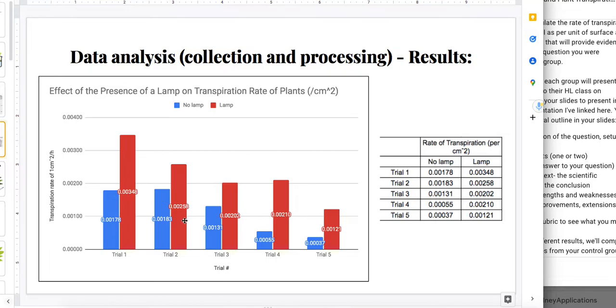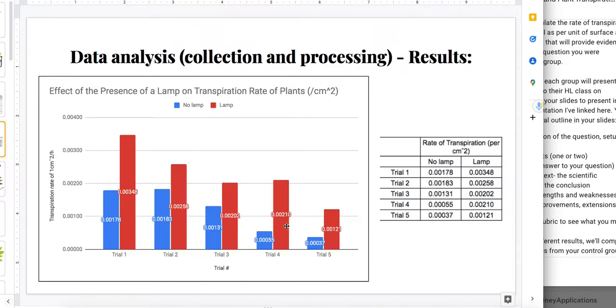So if your question is about lamp and no lamp, this is one of the ones that I thought did a better job of comparing them, and some of this might just be people not being totally comfortable with graphing in Google Sheets and knowing how to do that. But this one you can really clearly see, these are the 5 repeats for the lamp, these are the 5 repeats for the no lamp, and how do those compare?